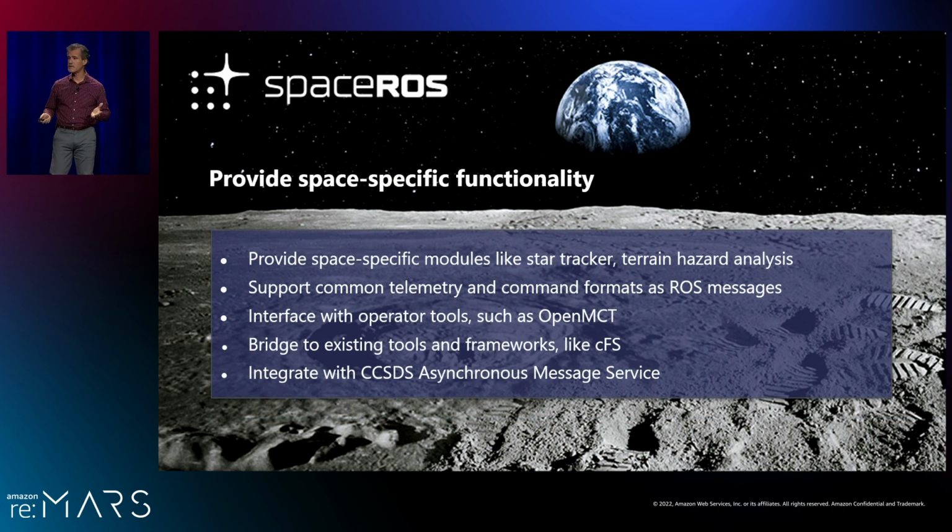In addition to the core ROS, which doesn't necessarily have space-specific modules, we'll be adding modules that are relevant for space, such as a star tracker that helps you to do localization, terrain, hazard analysis, things like that that could be reusable for space missions. And support common telemetry and command formats. So there are space standards for how you can command something like a rover and receive telemetry back from the rover, and then view that telemetry in a mission control system. So there's a lot of existing software that we want to interface with.